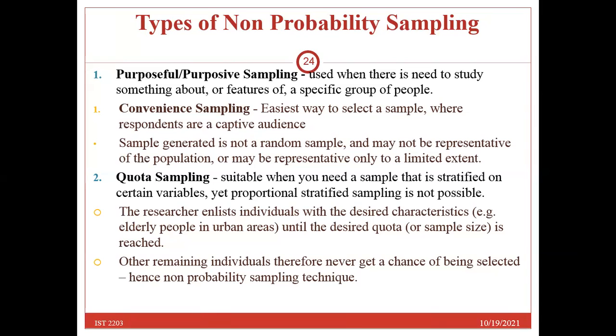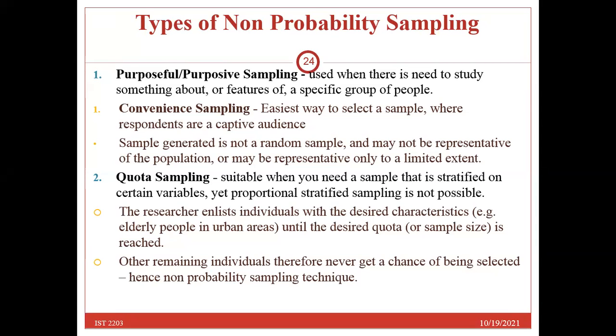If you're studying health hazards of prostitutes, you will have to look for specific people who are in that category. You just cannot go find anybody on the street and ask them things about prostitutes. That's what purposive is.